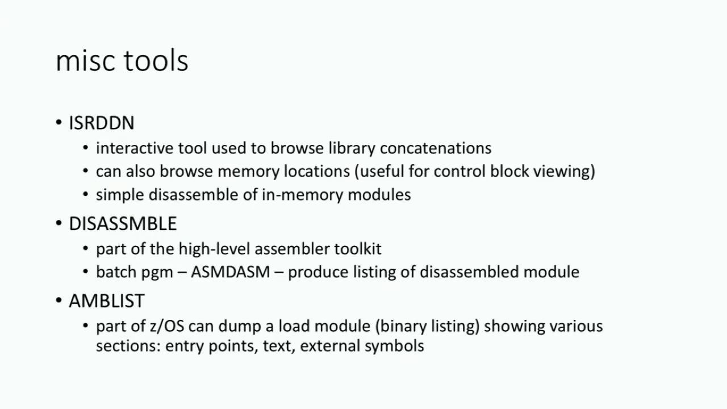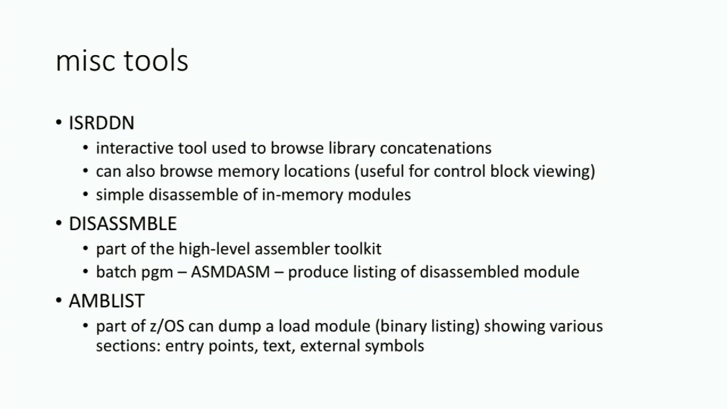So miscellaneous tools. These are things that we find on pen tests on systems that are part of the operating system that can be useful in a pinch. Some of them are really useful. ISRDDN is kind of a handy Swiss Army knife. Lets you look at the concatenations of folders. You can also browse memory, so you can actually browse your address space with this, which we'll show later, which is pretty handy. Disassemble is a disassembler, not shockingly.